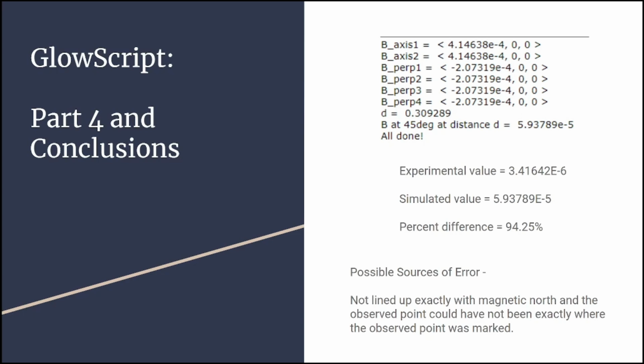So when comparing our simulated and experimental values, we found that we had a 94.25% difference, which is fairly high. Some possible sources of error were that we weren't lined up exactly with magnetic north, and then we would have had to factor in some of Earth's magnetic field, and that our observed point could have not been exactly where we marked it, and so our measurements weren't exactly on.